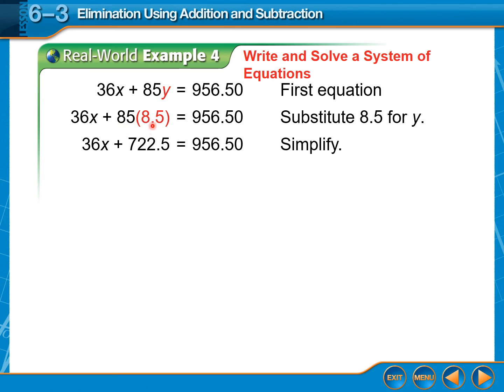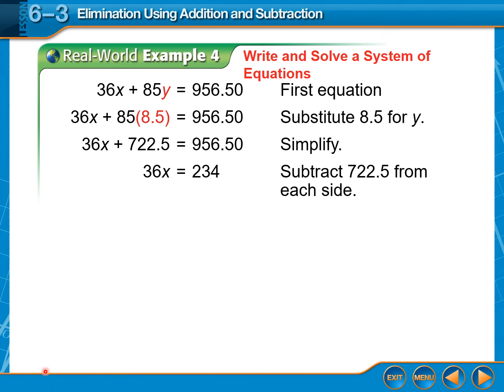Multiplying 85 and 8.5 gives me $722.50. So 36x plus $722.50 equals $956.50. So we're going to subtract $722.50 from both sides. So we take it away on the left, and we're going to take it away on the right.